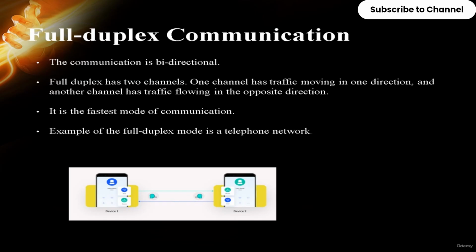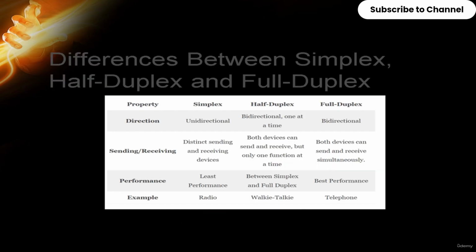Next, we'll go through quick differences or characteristics of simplex, half duplex, and full duplex communication. In terms of direction, simplex communication is unidirectional, sending and receiving as we already saw. At one time people can only send, and performance is very poor, the least. An example is radio communication.